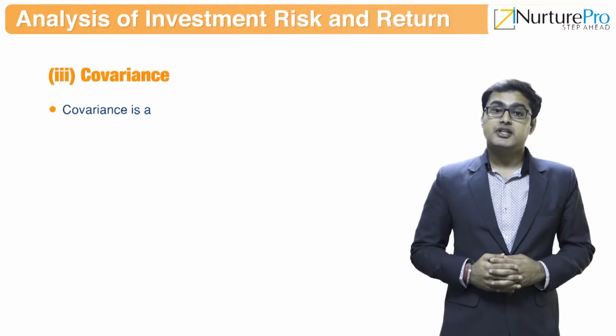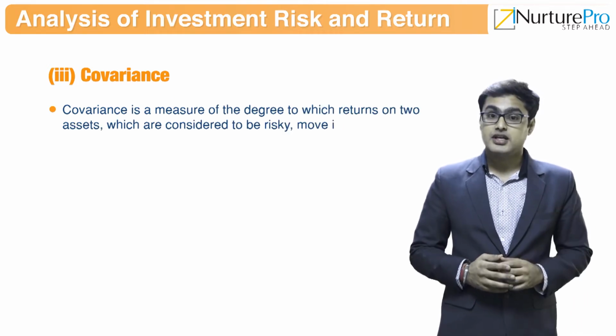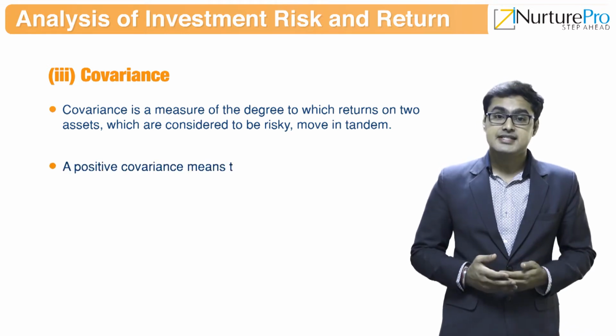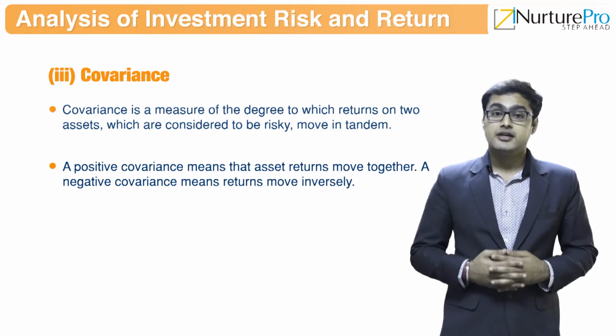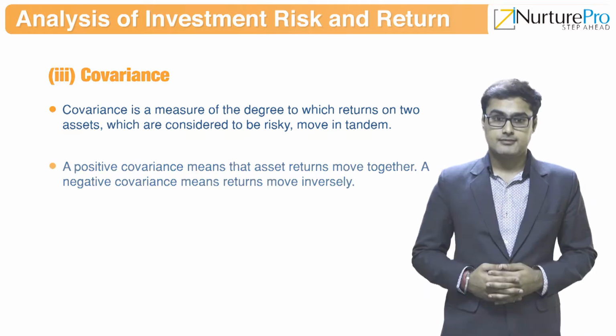Covariance is a measure of the degree to which returns on two assets which are considered to be more risky move in tandem. A positive covariance means that asset returns move together. A negative covariance means returns move inversely. Covariance is closely related to correlation.